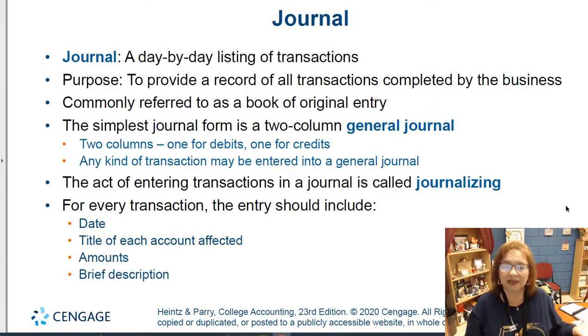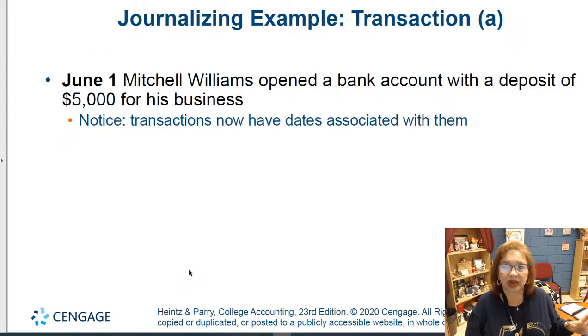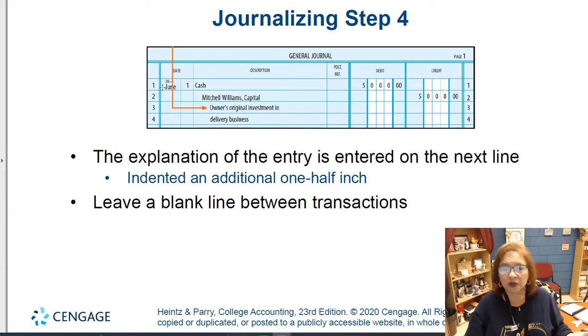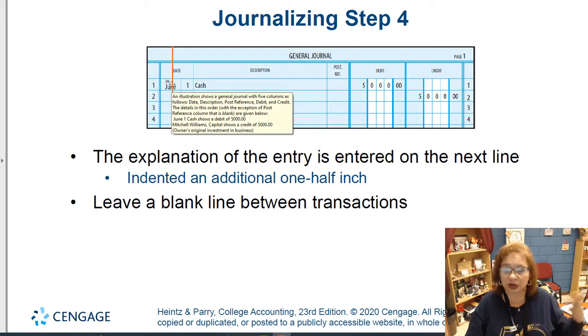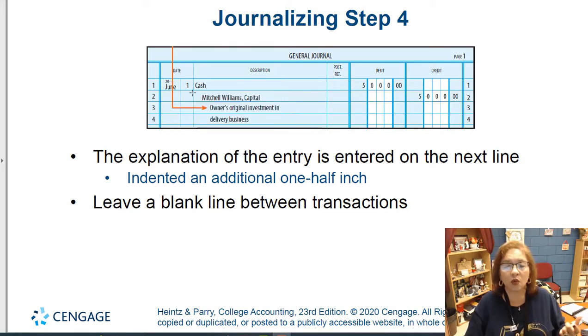So when we do the journal, again, it's a day-by-day listing. The transaction should have a date, title, amounts, and a brief description. So when we're talking about that, you're going to see this. Let's explain this. On June 1st, Mitchell Williams opened a bank account for his business. So here we see June 1st, 2020. Debit cash for $5,000, credit capital for $5,000. This right here is the explanation of what happened.